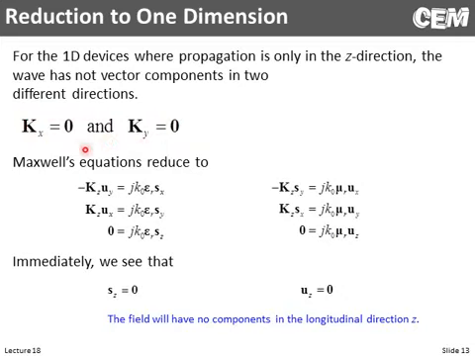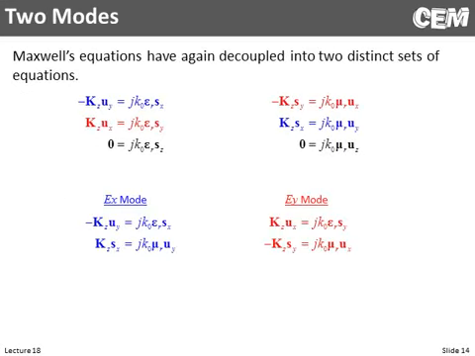So if we set both of these to 0 in Maxwell's equations, here is where we end up. Right away, we can see that s sub z and u sub z are always 0. So in other words, these modes have no components in that longitudinal direction. We also see that Maxwell's equations decouple into 2 independent modes. One we're going to call the EX mode because it'll be polarized in the X direction, and the other we'll call the EY mode because it will be polarized in the Y direction.